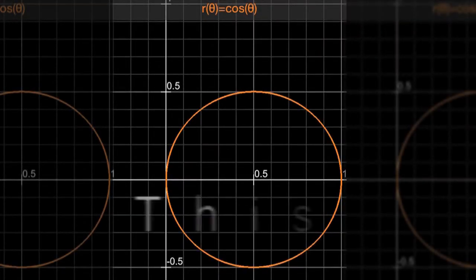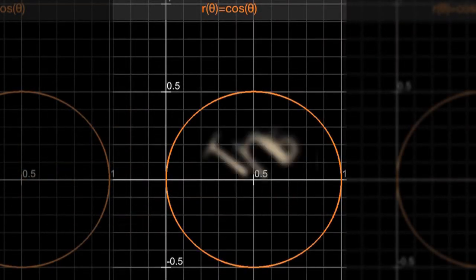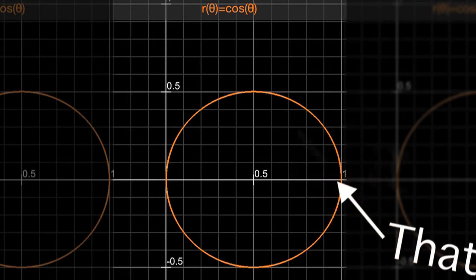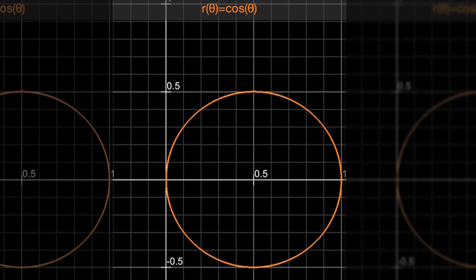r equals cosine theta. That's also a circle. But it's a circle on the x-axis because cosine represents x. So when cosine is 0, that's 1, and that's why it's there and it goes around twice.